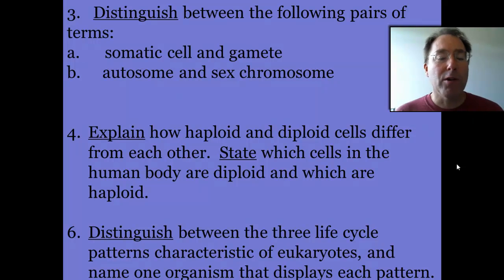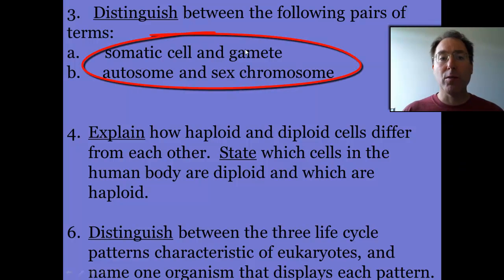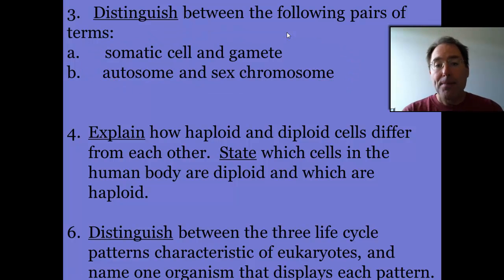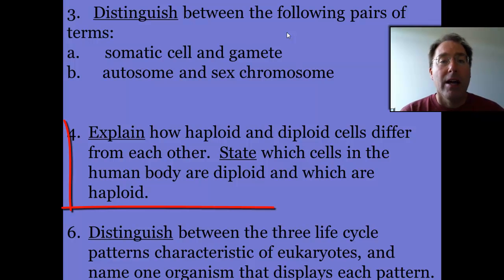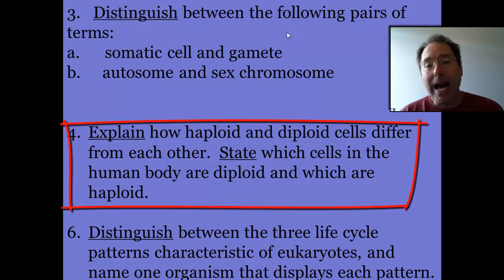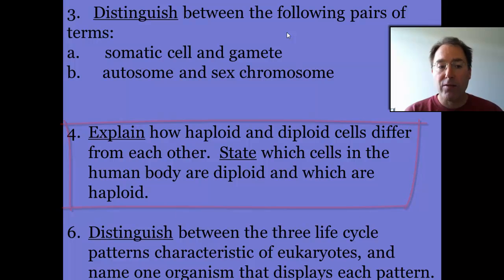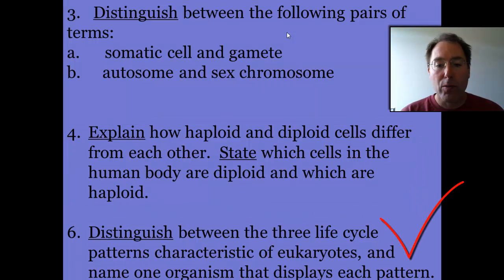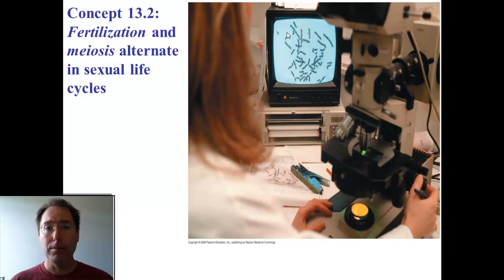We're starting chapter 13.2, and we're going to begin with some vocabulary. You can see up here in Objective 3, you need to look out for these terms: somatic cell and gamete, autosome and sex chromosome. Then we're going to talk about the similarities and differences between haploid and diploid cells. And then finally, number 6 talks about 3 different life cycle patterns. I won't even explain now. You'll see in a moment what those mean.